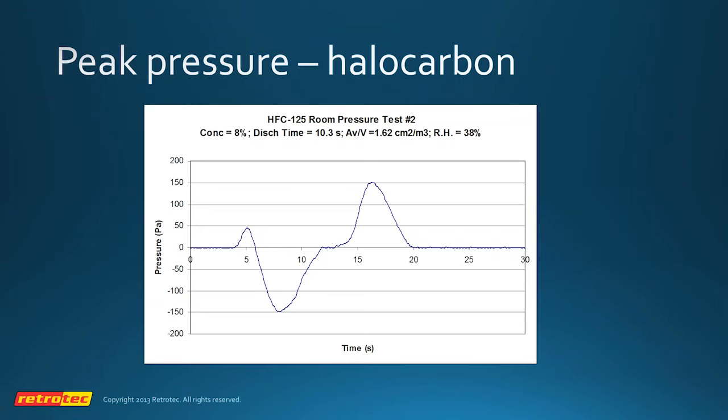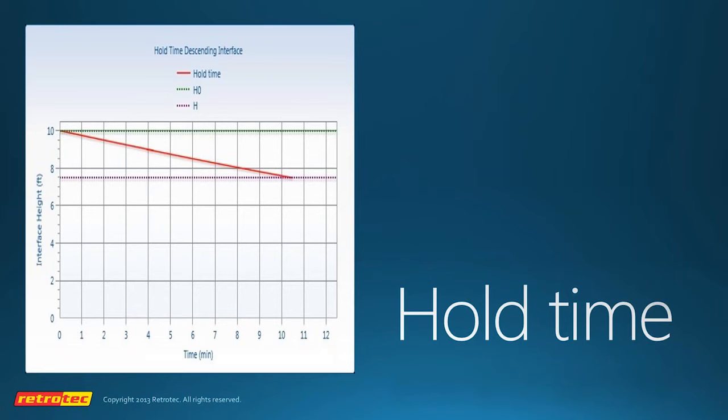And here is HFC 125, similar curve, roughly equal positive and negative spike, and at this particular relative humidity, HFC 125 does tend to have relatively small both negative and positive pressure spikes compared to some of the other halocarbons. So now we're going to talk about hold time.